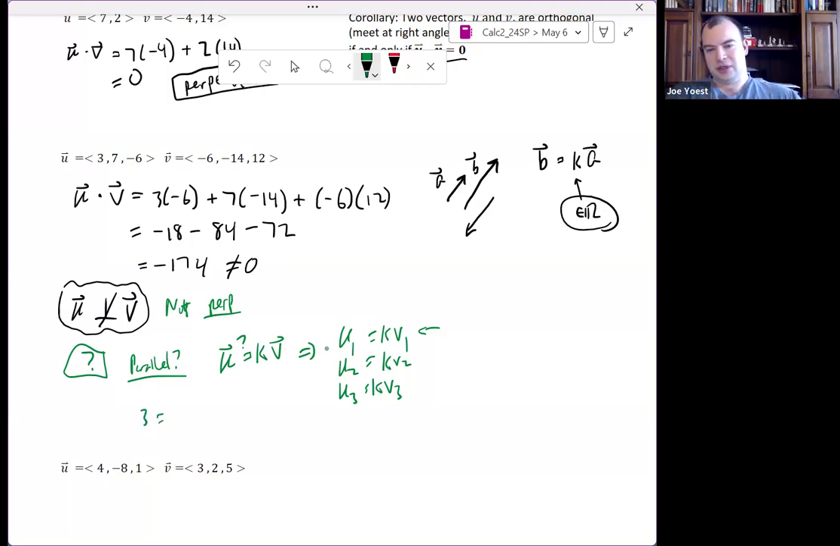So 3 equals k times -6, k equals -1/2. Is 7 equal to -1/2 times -14? Yes. And is -6 equal to -1/2 times 12? Yes. So these are parallel.